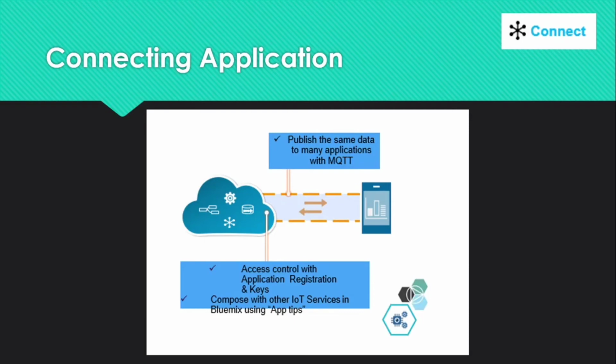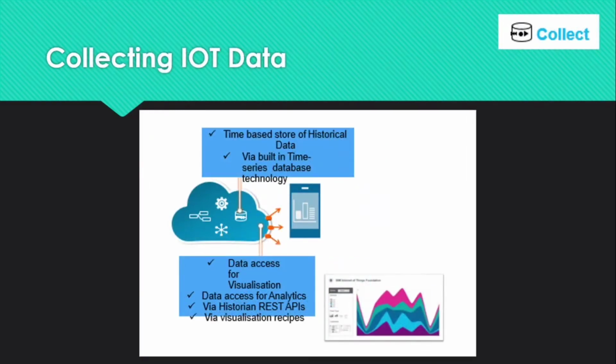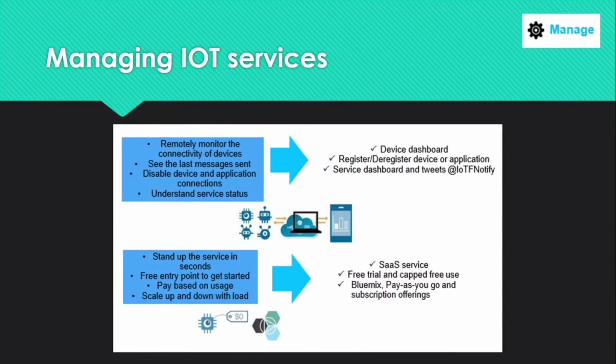We have to connect the devices to the application by publishing over MQTT, with access control using application registration and keys, and compose with other IoT services in Bluemix using APIs. And the next step is to collect data. After connecting the devices and application, we have to collect data. It can be real-time data. Then comes managing the IoT services: remotely monitor the connectivity of the device, see the last message, and disable device and application connections. Stand up the services in seconds, with a free entry point to get started, pay based on usage, and scale up and down with load.